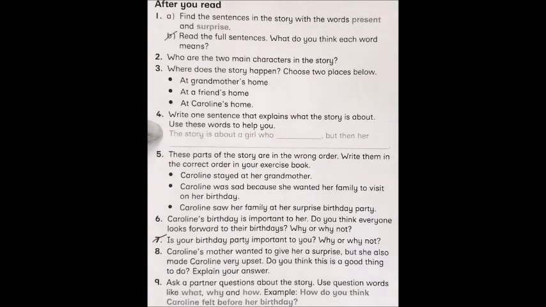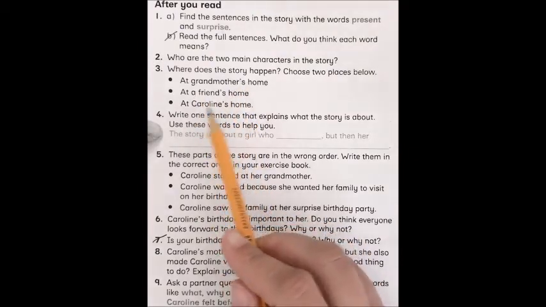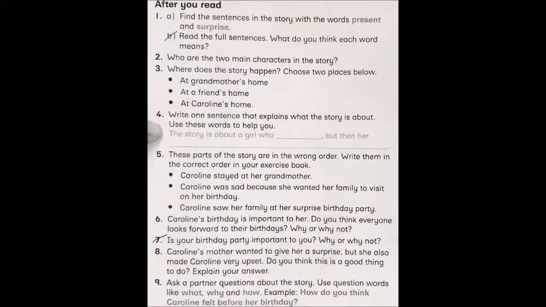Number 2, who are the 2 main characters in the story? Number 3, where does the story happen? Choose 2 places. So out of these 3, you write down 2 of these phrases and use those bullets in your book as well. Number 4, write 1 sentence that explains what the story is about. Use these words to help you. You can complete that frame or you can make up your own sentence, but it's only 1 sentence.